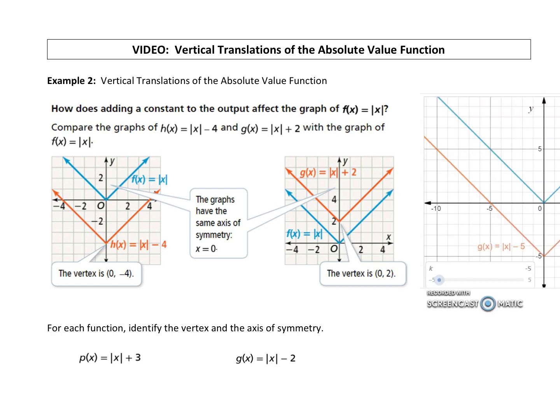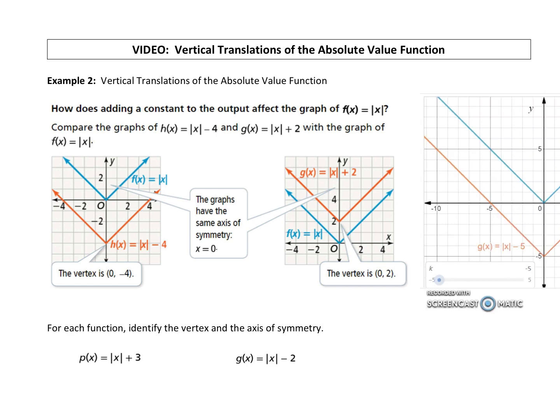Over here, we took our parent function, f of x equals absolute value of x, and we added 2 to the outside. What that does is that is adding a constant. It changes the value of f of x. It changes our output when we add it outside of our absolute value bars, and that took our parent function and shifted it up 2 units, which did change the vertex. The vertex is now at 0, 2.